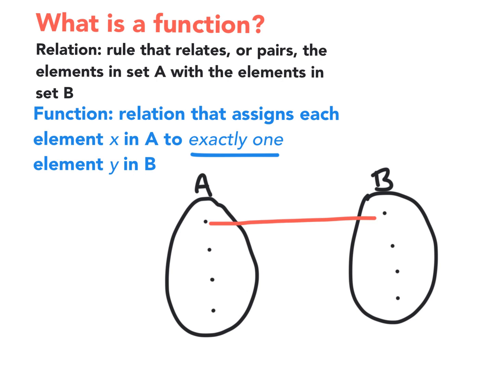If this element also maps to another element in B, then this would not be a function. That's a big no-no. Now, two different elements can have the same output. That's fine, as long as each element in A maps to exactly one element in B.